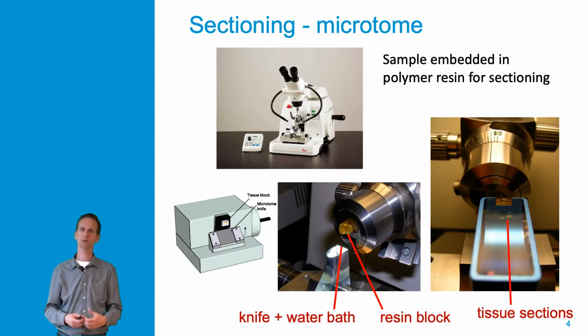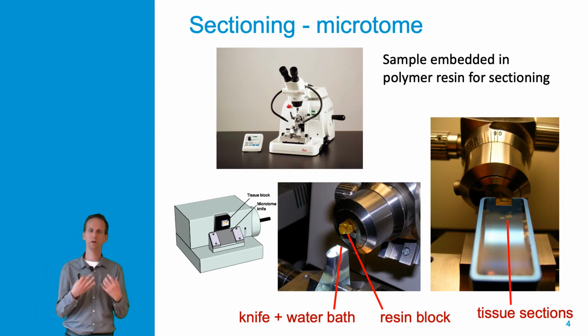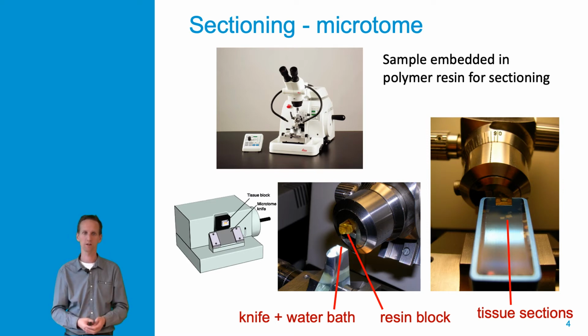After the fixation, the sample is ready to be sectioned. This can be either in cryo conditions or after embedding the material in a polymer resin so that it becomes amenable to sectioning. Sectioning typically is done with a microtome, either with a glass knife or in an ultramicrotome with a diamond knife. You see a few examples of a microtome in the images here.